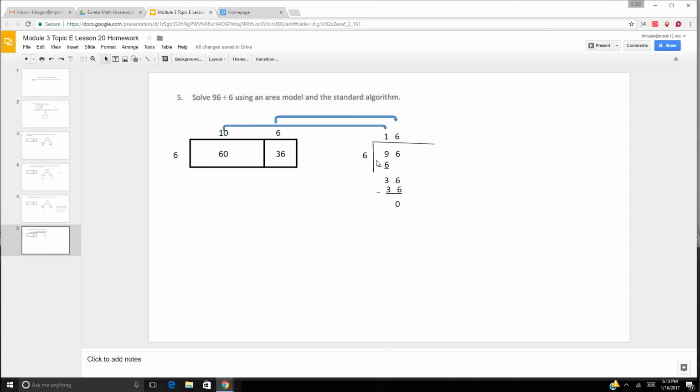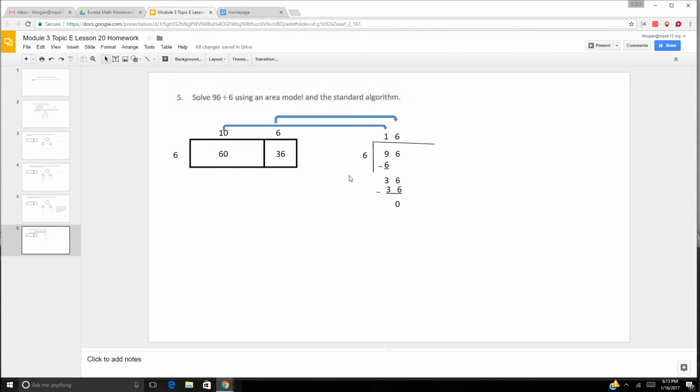So 96 divided by 6. So first we start with the 9. 9 divided by 6 is 1. Okay, Dad, mother, sister, brother. Multiply. 1 times 6 is 6. Sister, we subtract. 9 minus 6 is 3. Brother, bring down the 6. So we have 36. Do a dad. 36 divided by 6 is 6.